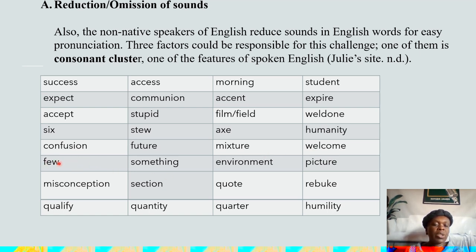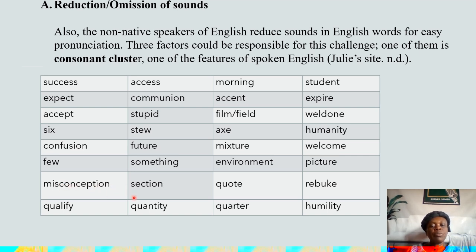Few. I'm sure nobody is a victim of that. So we have few. The next one is something. So you can see the TH sound. You must pronounce your TH sound, having your tongue in between your teeth. And then the next one is environment. And this one is picture, not picture. It's picture. All right, the next one is misconception. You can see this consonant cluster.